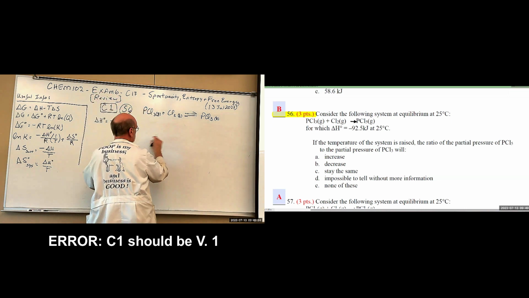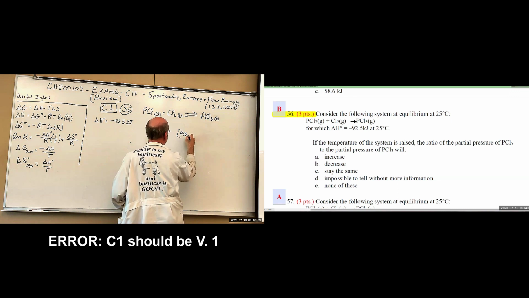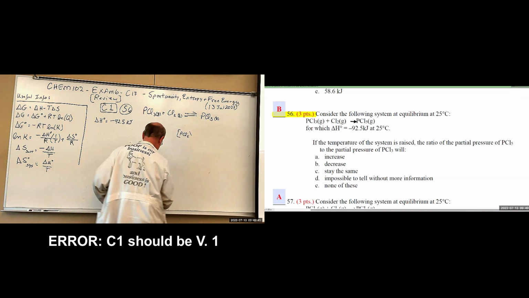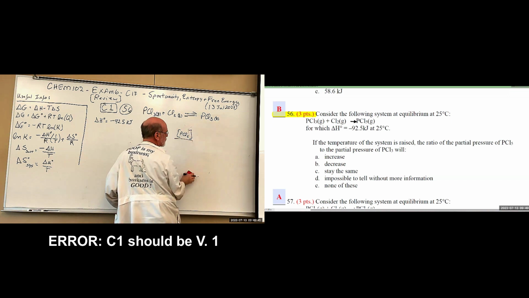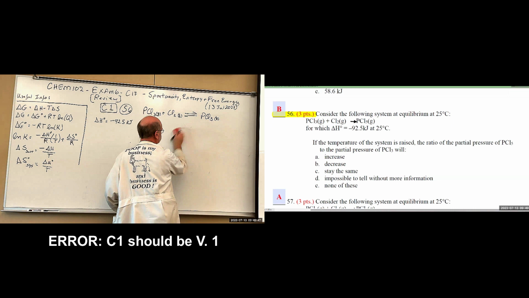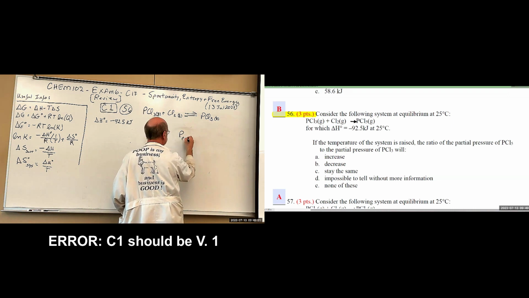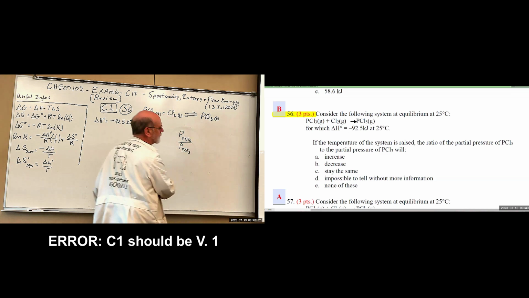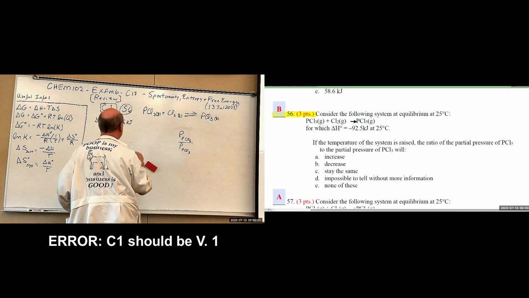If the temperature of the system is raised, what happens to the ratio of PCl5 to PCl3? And we're looking at what happens to this ratio, PCl5 to PCl3. Be consistent here. Correct? Yeah. What happens to that ratio?